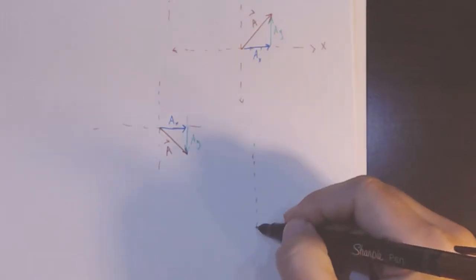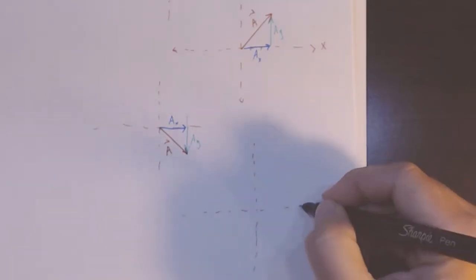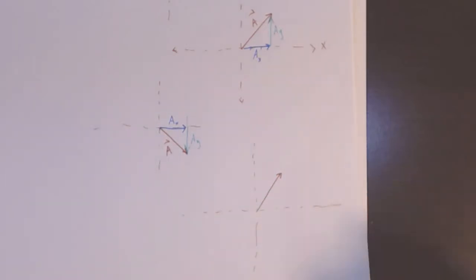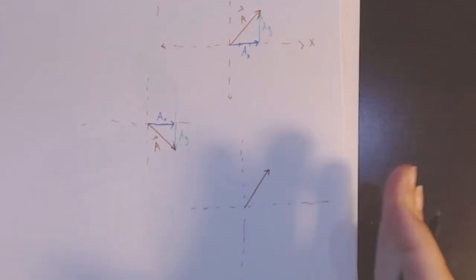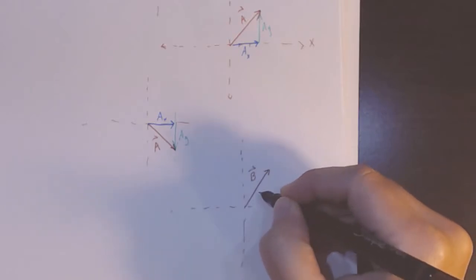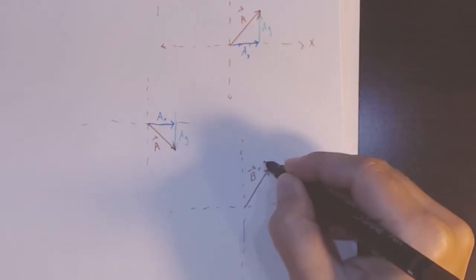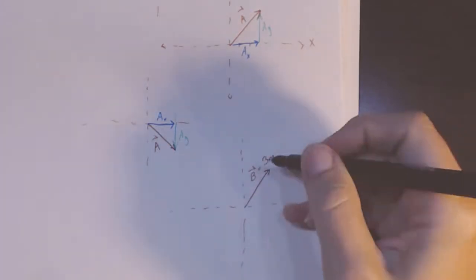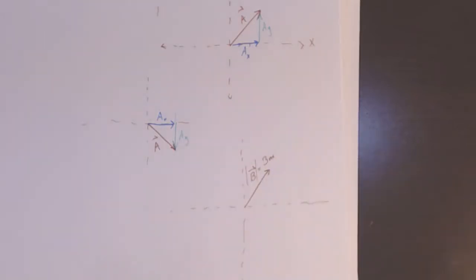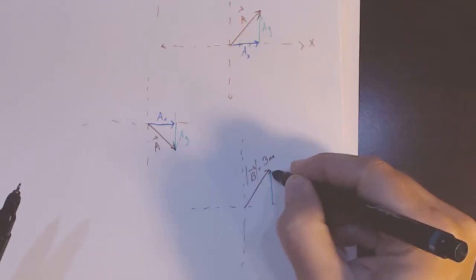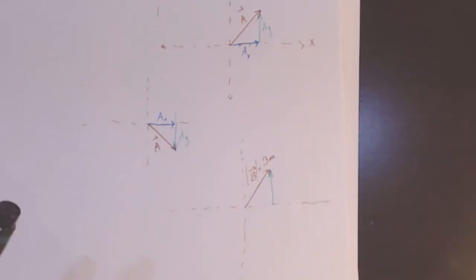Now, let's take one of these vectors, and we'll just do one real quick in the positive, positive, so it's going to be in the first quadrant. Let's call this one B, and let's say B has a length of 3 meters. To write the length, I put the lines around B. That's its magnitude.